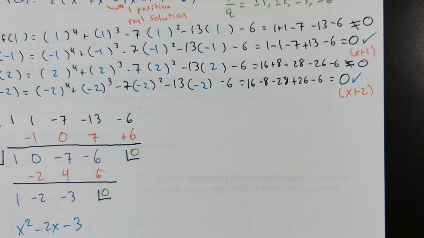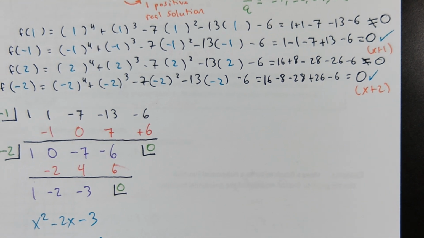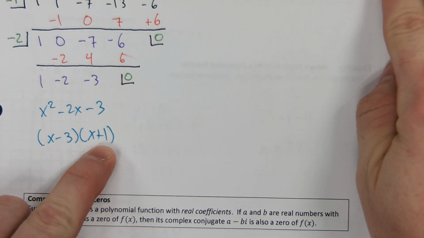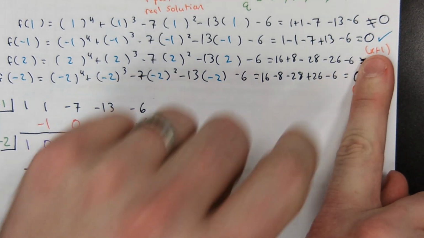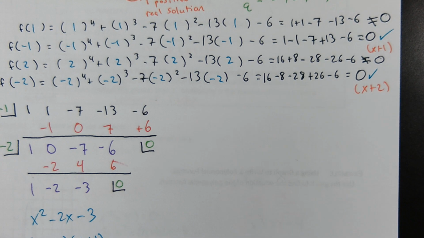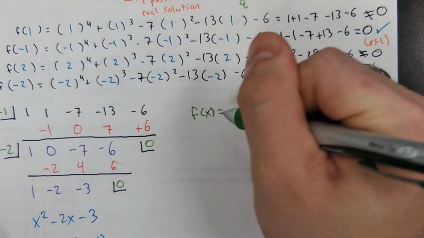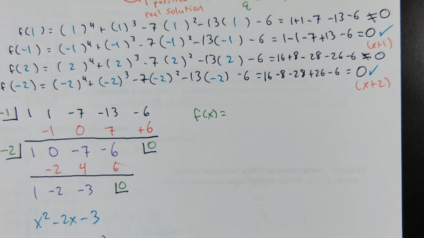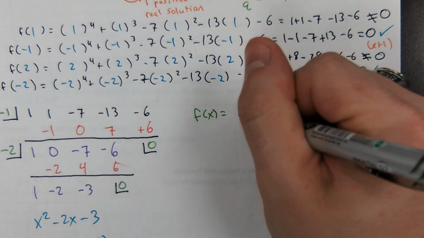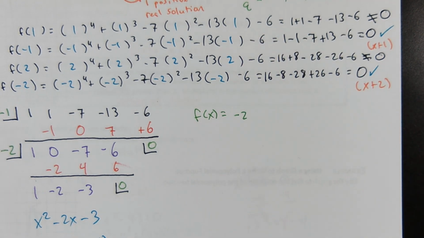Max? Yes, so Max has realized that x plus 1 showed up twice. So when you go to write this thing completely factored, f of x equals. What's the very first thing you need to write? Negative 2. Please don't lose your GCF. And because the order of multiplication doesn't matter, the order that you write these factors doesn't matter.